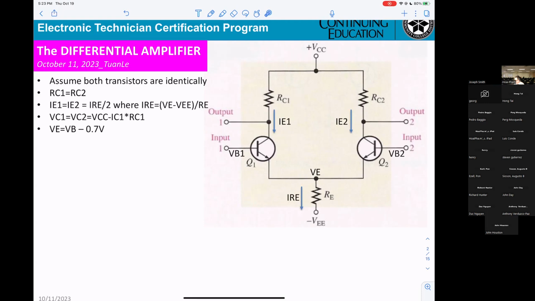VE equals VB minus 0.7. The thing is you get a diode. Okay, so basically they give you all of the information for the circuit.